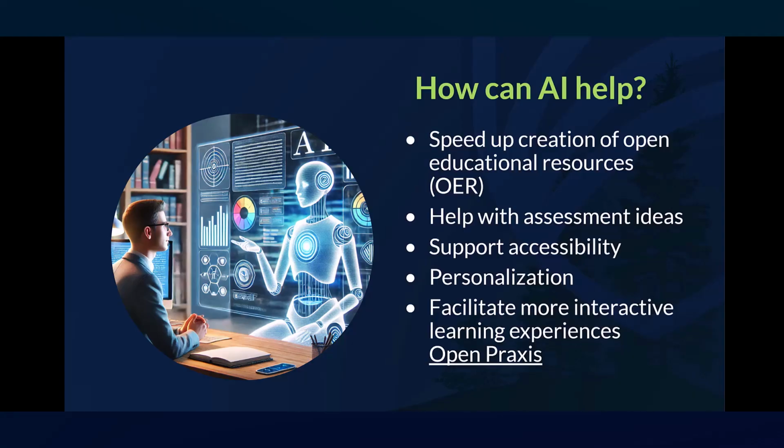Generative AI can support accessibility, giving you alt text for images or simplifying content. It helps you personalize content, tailoring materials to your learners' needs or levels. Facilitate more interactive learning experiences using chatbots, virtual agents, or intelligent tutoring systems. And we've seen this happening at UMA with the recent addition of the chatbot Augie.